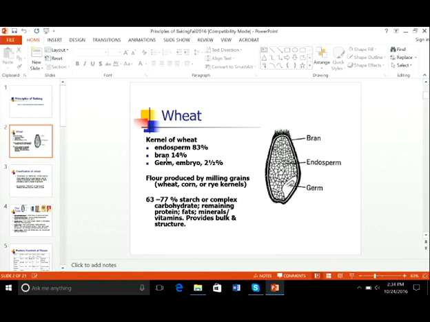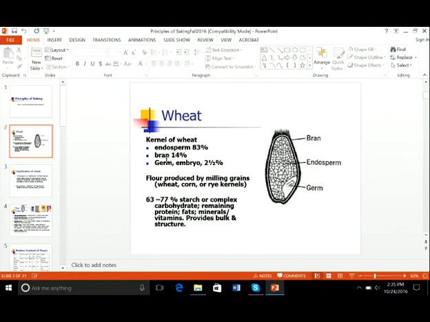Okay, and so whether it's a wheat kernel or corn kernel or rye kernel, whatever it is, this is basically the same structure. And by milling it, or removing the outside, you will be getting the inside flour. Okay. So approximately 63 to 77% of the starch is the carbohydrate. The rest, there's some protein there we'll talk about. There's some fat, most of it from the germ, and some minerals and vitamins, of course. Okay. The more of the bran we get, the more bulk we get, and the better it is for us to eat, actually.